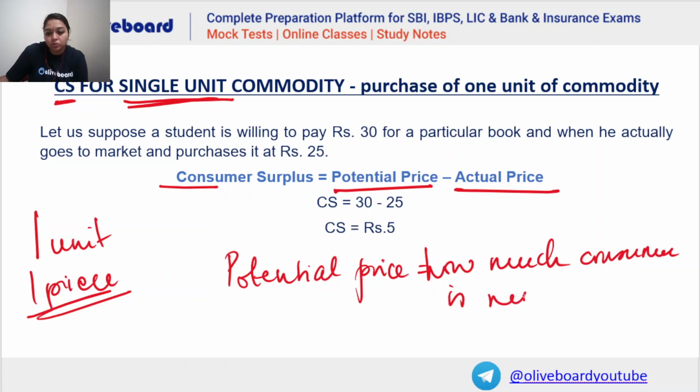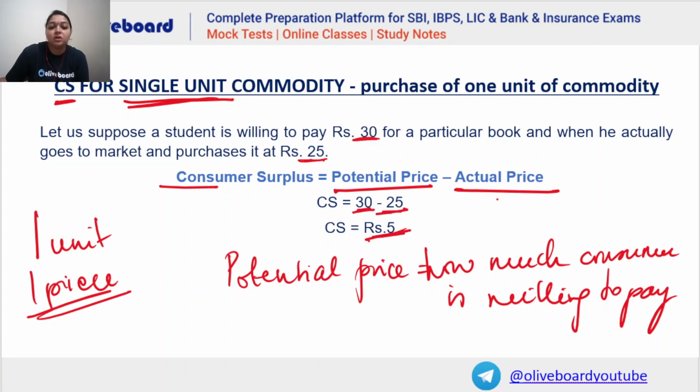How much is the consumer willing to pay? Here, let us say a student is willing to pay 30 rupees for a particular book, but he actually got it for 25 rupees. All we have to do is subtract 30 minus 25, then we will get 5 rupees. This is your consumer surplus.